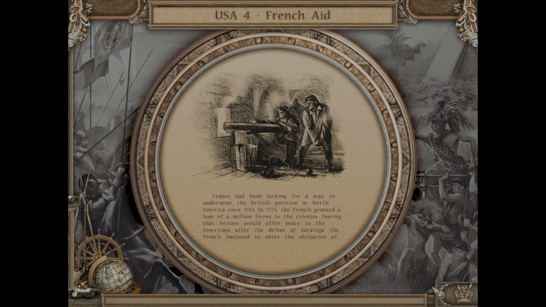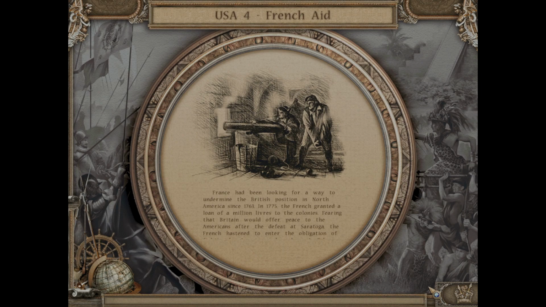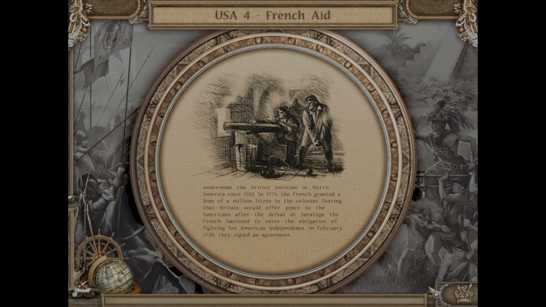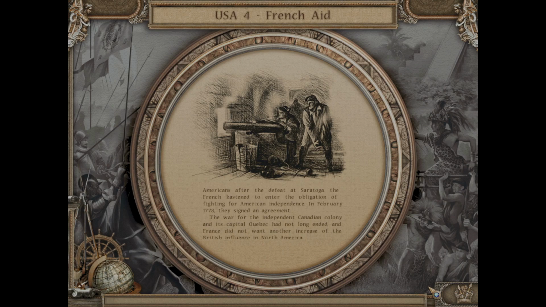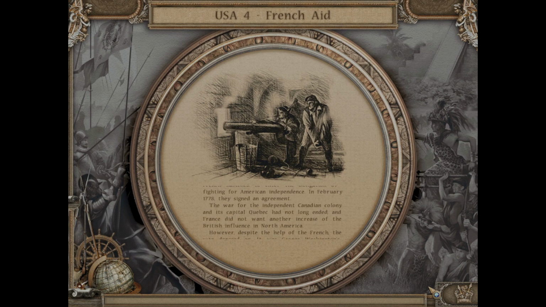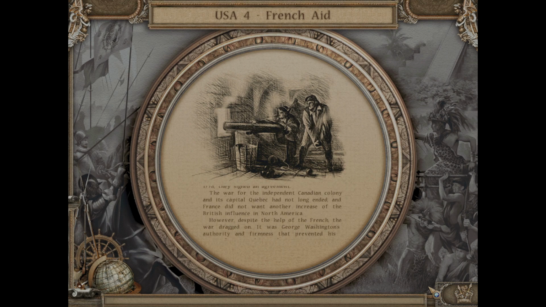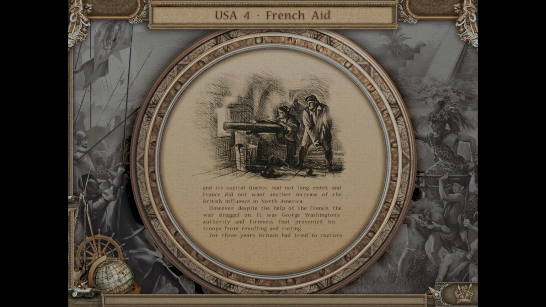France had been looking for a way to undermine the British position in North America since 1763. In 1775, the French granted a loan of 1 million livres to the colonies. Fearing that Britain would offer peace to the Americans after the defeat at Saratoga, the French hastened to take on the obligation of fighting for American independence. In February 1778, they signed an agreement. The war for the independent Canadian colony and its capital Quebec had not long ended, and France didn't want another increase of the British influence in North America. However, despite the help of the French, the war dragged on.